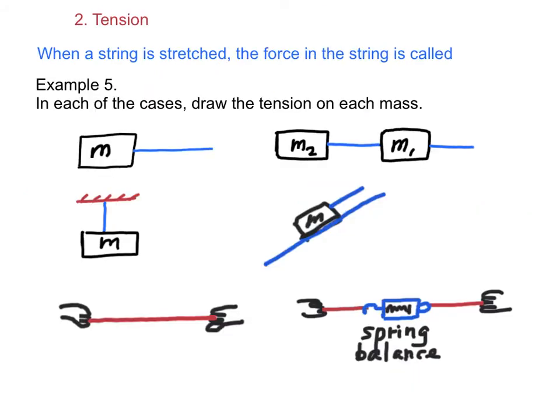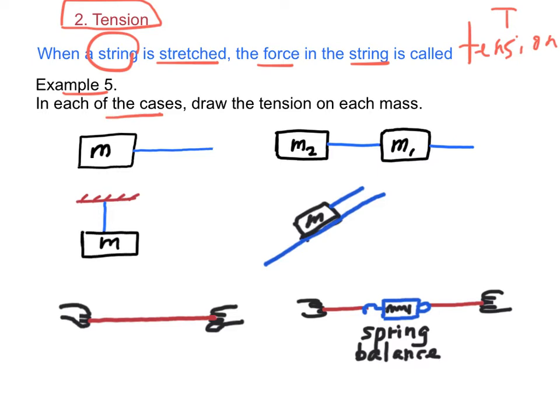The second kind of force is called tension. When a string is stretched, the force in the string is called tension. The symbol for tension is T. Example 5. In each of the cases below, draw the tension in each mass. For the first case, if the body is moving to the right, the tension on the string is T acting on the mass M.